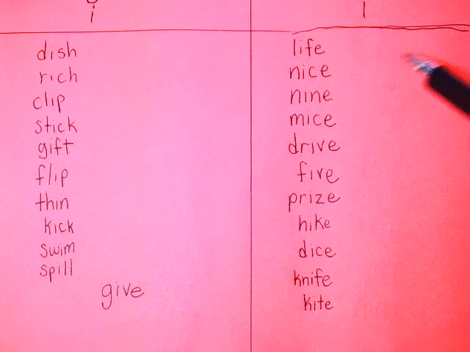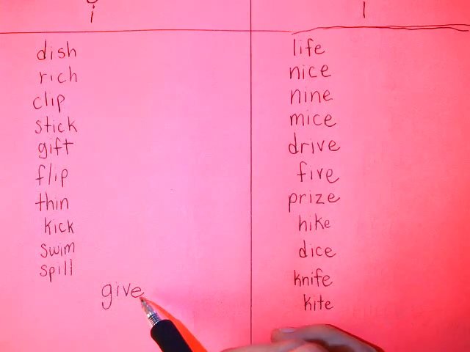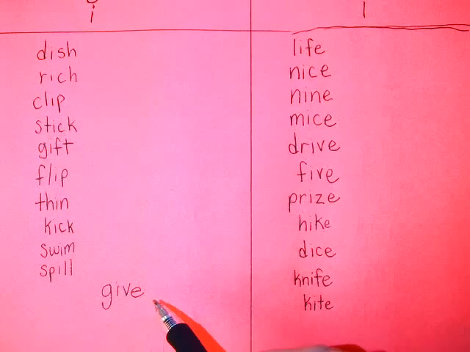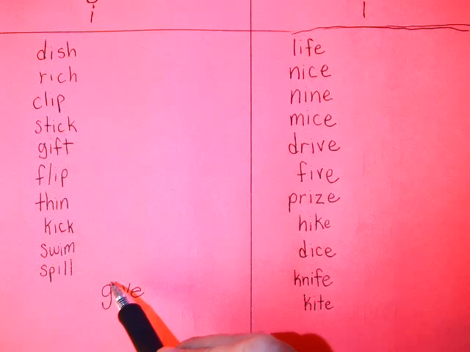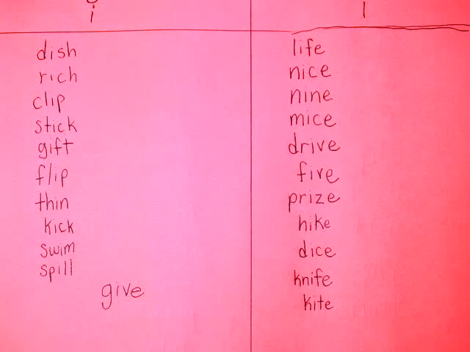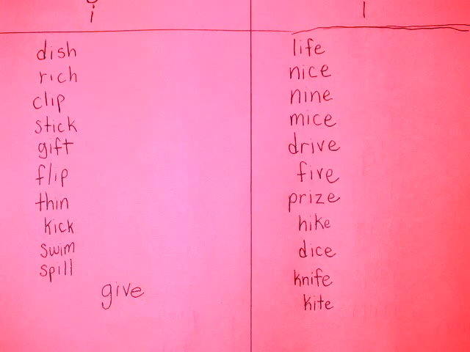All of these E's boss the I around and make it say its name. This E is pretty nice in give. It lets the I just make a short sound. Kind of gives the I a present and lets it make its own sound that it wants to. So this sound is give, and that's our little oddball. So that is our spelling lesson for today: short I sounds and long I sounds.